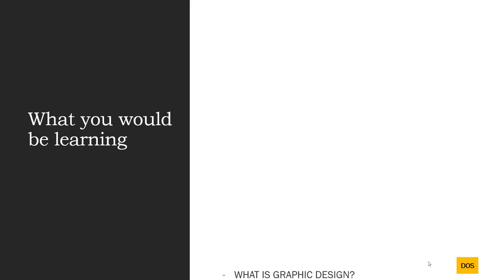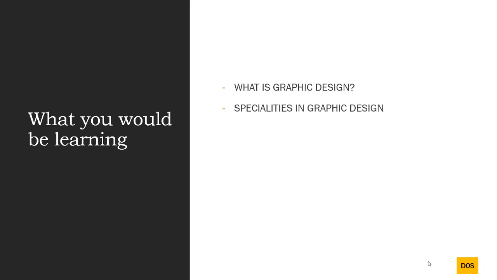Good. So what are you going to be learning from this module? The first thing is, what is graphic design? We're going to cover this topic because a lot of people think differently when they say graphic design. Some confuse it for painting, some confuse it for printing. Once we find out what graphic design is, we're also going to be looking at the specialties in graphic design. With this skill you've learned, what can you do? What areas can you take? What areas can you move into?